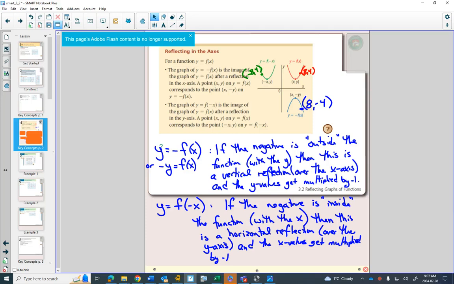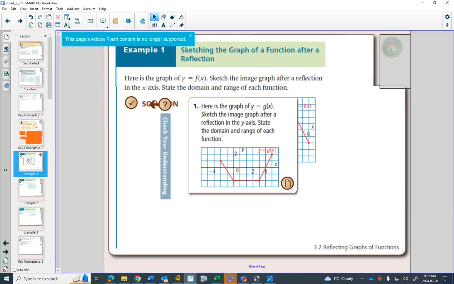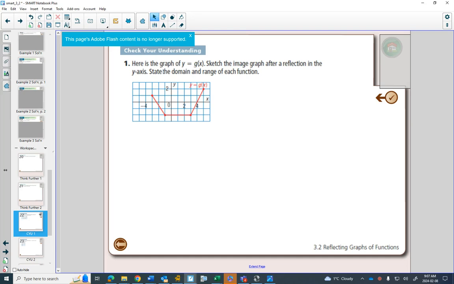So with that in mind, we can go to example 1. And again, this time we're just given a random graph in function notation. It says, sketch the image graph after reflection in the y-axis. So the first thing I want us to do is underline reflection in the y-axis.